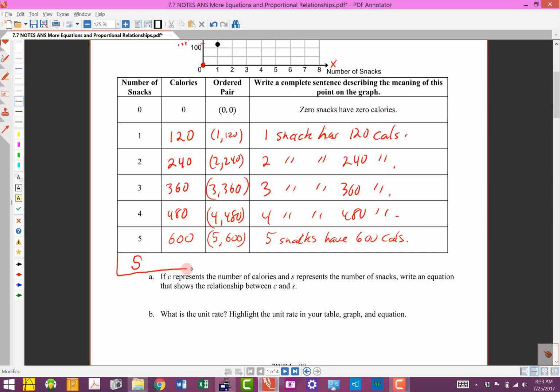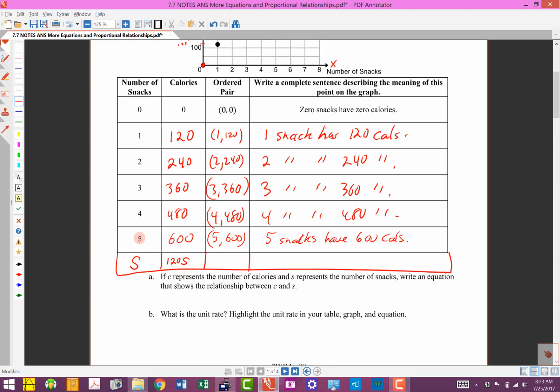So I'm going to add another row right here to this, and let's figure out what would go in here. So if we had S snacks, how many calories would that be? Well, here we're asking, how do we go from this number to this number, from the X number to the Y number? Well, what we did is we multiplied every single one of them by 120. So if this is S, this is going to be 120 times S. So think about that. 1 times 120 is 120, 2 times 120 is 240, 3 times 120 is 360, and so forth.